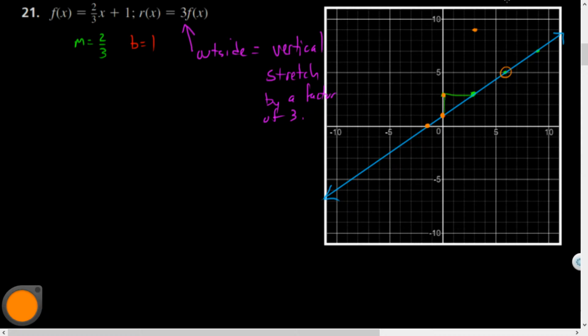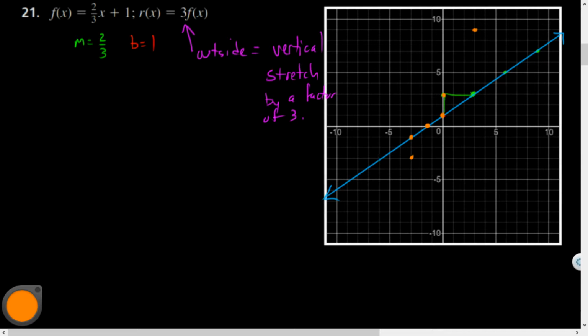3 times 5 is 15. That's way off my graph. Let's pick one of these negative ones. Here's a y-coordinate of -1. That's funny, I just said negative ones, and it ended up being a -1. -1 times 3 is what? -3. Yes.